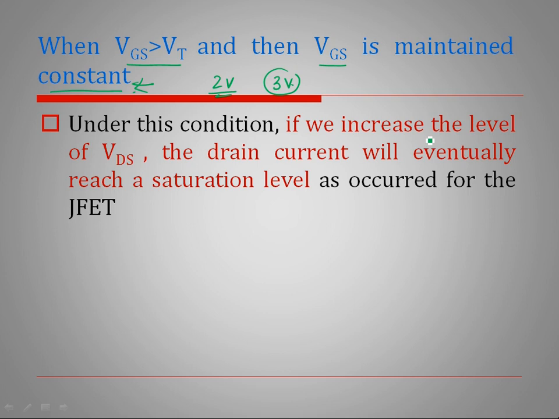Then if you increase the level of VDS, what will happen? The drain current will again increase and it will reach saturation level as it occurred for a JFET. I hope you remember the JFET curve. You saw that beyond the pinch off voltage, the ID was saturating at a particular level. Similar to that, the ID will increase and then it will reach a saturation level for this particular MOSFET also. So let's see that.